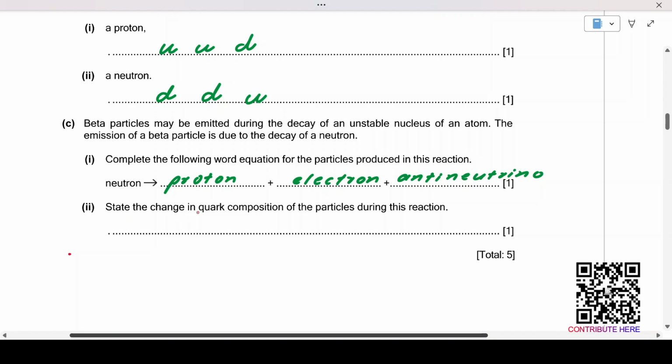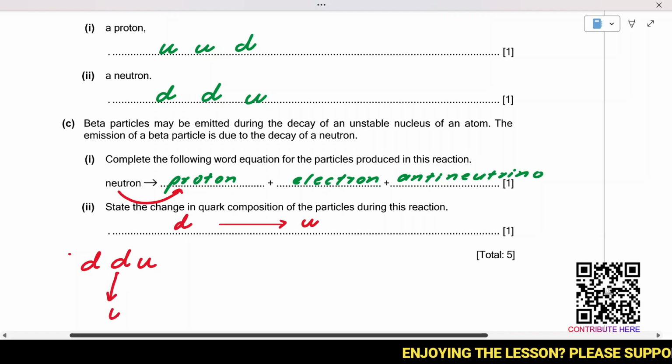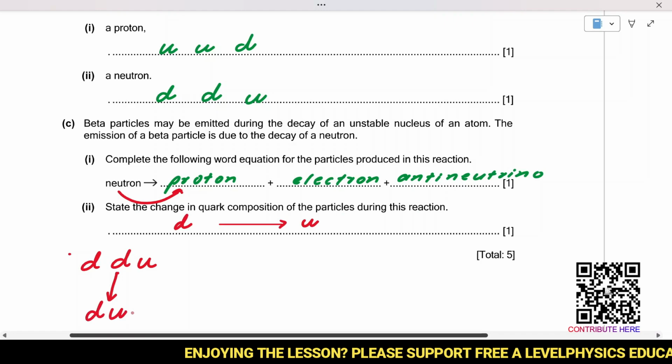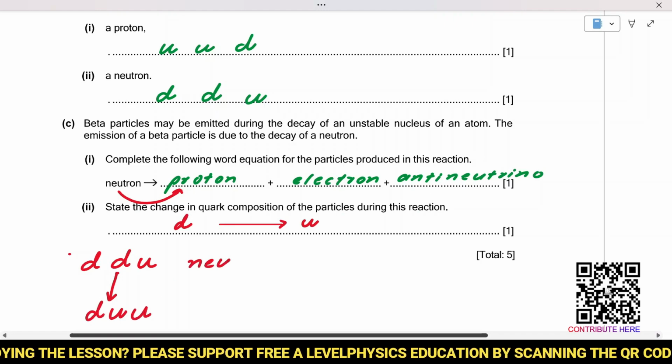State the change in quark composition of the particles during this. So neutron to proton means down, down, up. One of the down quarks would be changed into an up quark. So if one of the downs is changed into up, you're left with one down and two up, which becomes a proton.